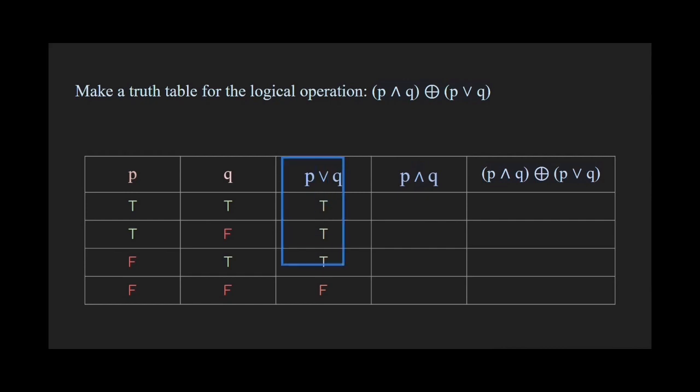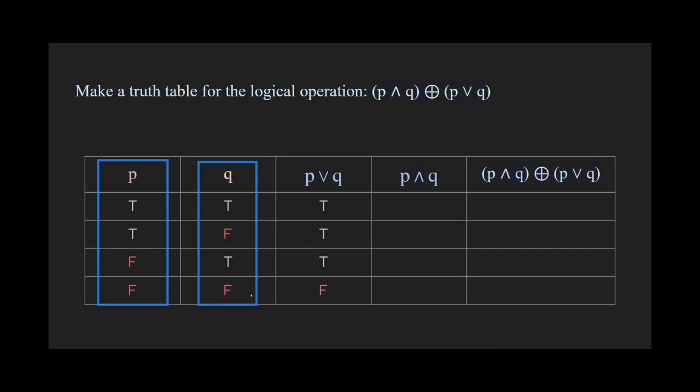By the way, this is what we did in the first truth table. These are the exact values we got. So, we have our basic setup, 2 columns, one for each proposition that is in the logical operation. Now we have to break it apart. Whatever's in this pair of parentheses, whatever is in this pair of parentheses.